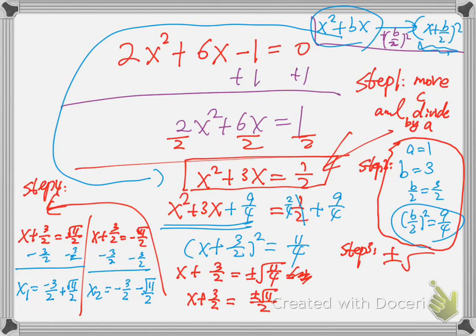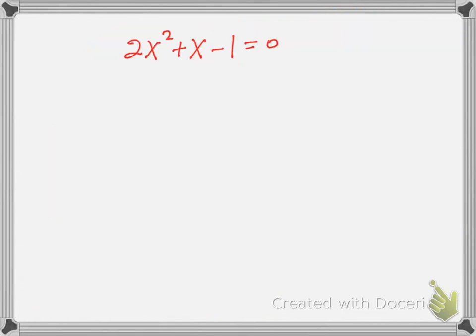So let's quickly try another example, an easier one. So this is the standard form. So step 1, move C and divide by A. Move C to the right hand side and divide by A.